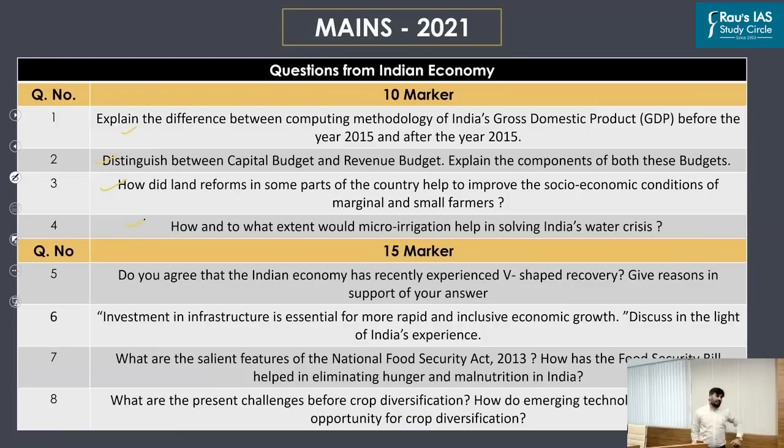As far as the 50 marker questions are concerned, the first 50 marker question was with respect to whether the Indian economy is facing a V-shaped economic recovery. Why was this question asked? Now we all know that in the last financial year, the Indian economy registered a negative GDP growth rate of minus 7.5%. The Indian economy registered its lowest GDP growth rate. In fact, a negative GDP growth rate for the first time since 1979-1980. That is for the first time in the last 41 years.